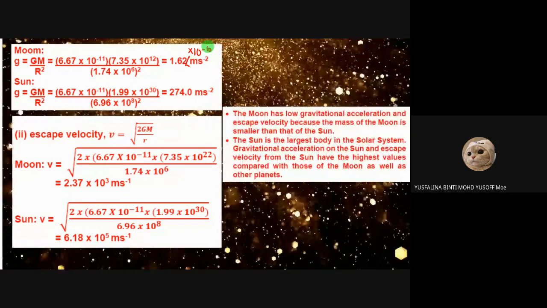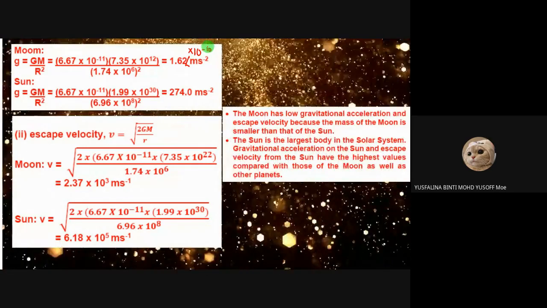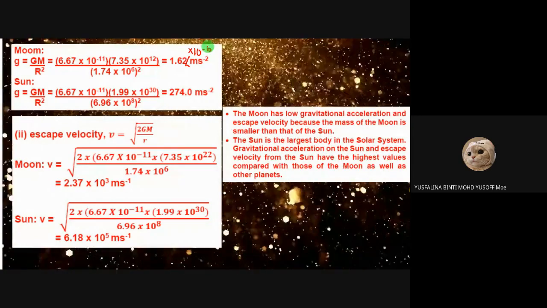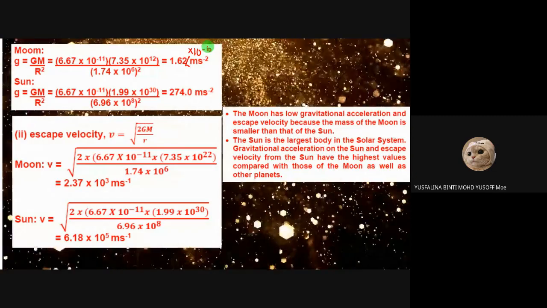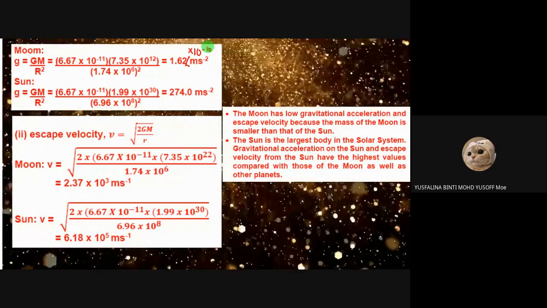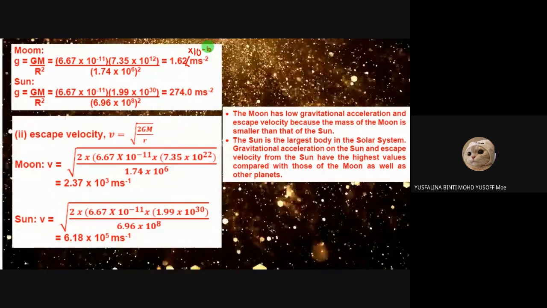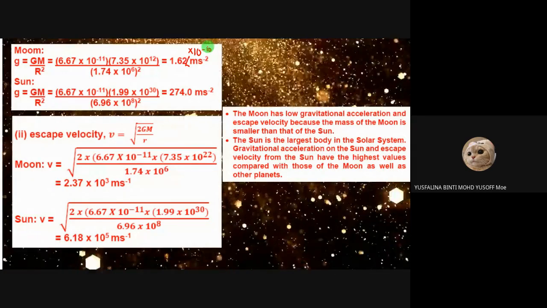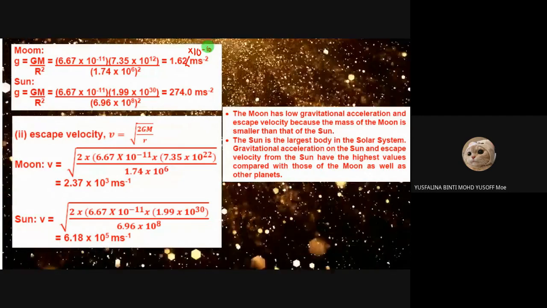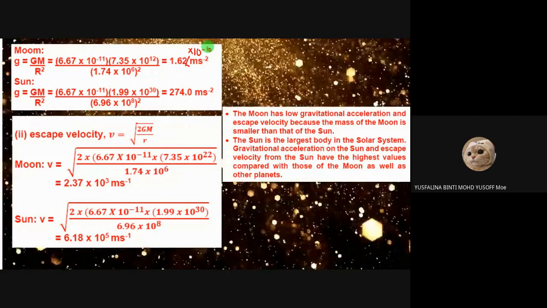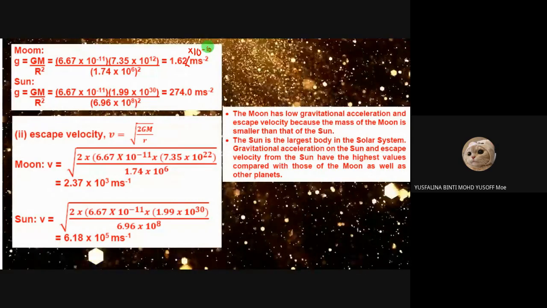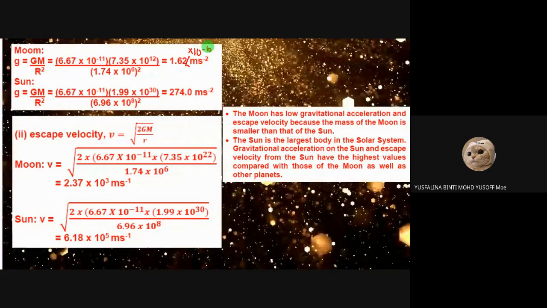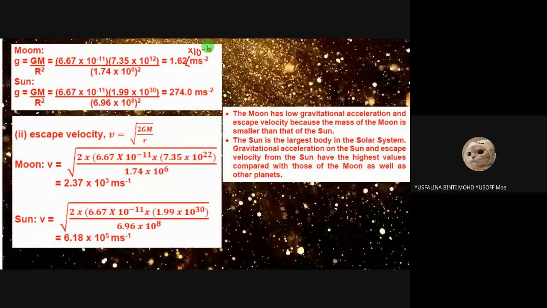So why does the moon have a low gravitational acceleration? For the first one, it is because of the mass. If you compare the mass of the moon and the sun, of course the mass of the moon is smaller than the sun. So that's why the gravitational acceleration is also smaller for the moon. And for the sun, since it is the largest body in the solar system, the sun has the largest mass, right? So the gravitational acceleration on the sun and also the escape velocity from the sun have the highest value, because of the mass.